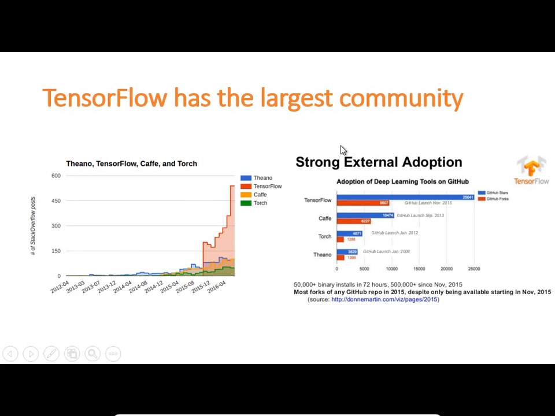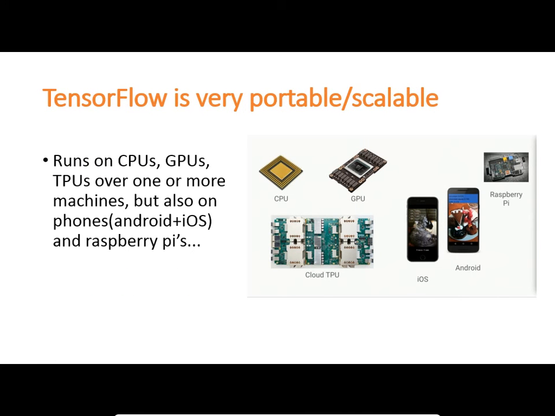And also in the second figure, it is the adoption of deep learning tools on GitHub. And obviously TensorFlow has a large number of users. The second reason is that TensorFlow is very portable and scalable, and it can run on CPUs, GPUs, TPUs over one or more machines, but also on phones and Raspberry Pi.